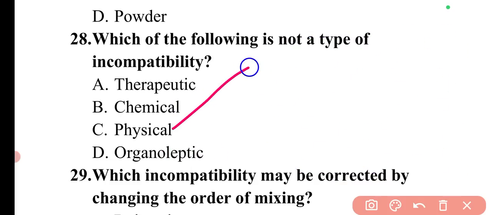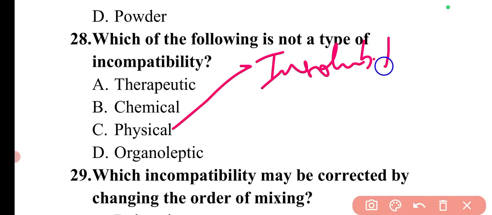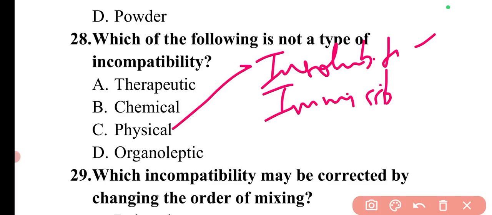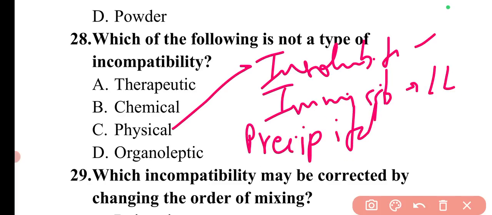So what we have studied in physical incompatibility, you need to remember the four different types: insolubility for solid and liquid mixing, immiscibility for liquid and liquid mixing, then precipitation, and then liquefaction. So these four you need to remember, these come under physical incompatibility.